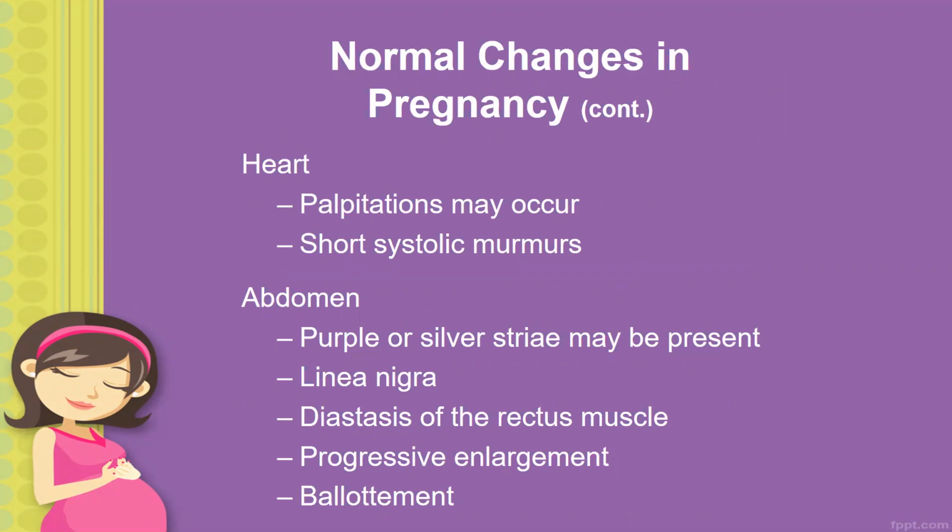They may notice heart palpitations during the pregnancy. This is due to increased levels of estrogen and progesterone again. Cardiac output and blood volume increase during pregnancy. The heart rate increases about 10 beats per minute.